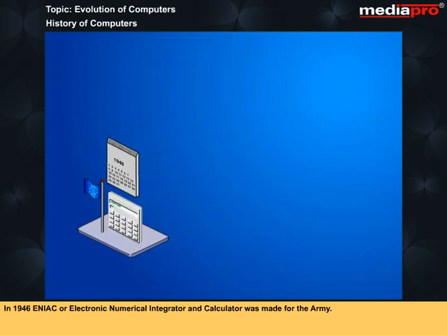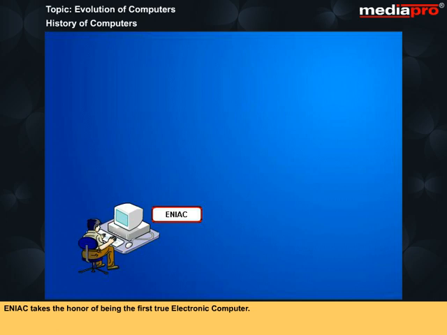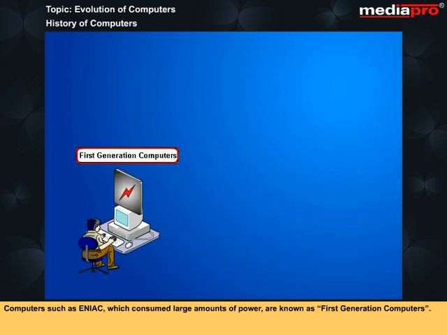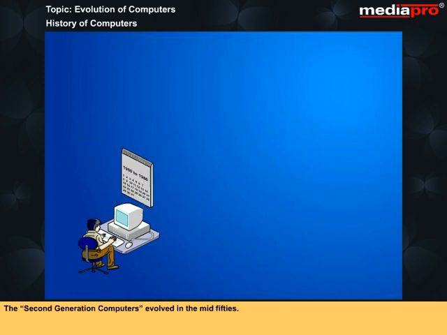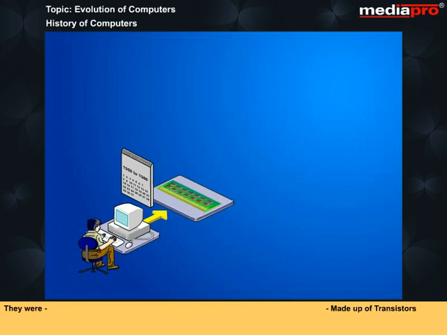In 1946, ENIAC, or Electronic Numerical Integrator and Calculator, was made for the Army. ENIAC takes the honor of being the first true electronic computer. Computers such as ENIAC, which consumed large amounts of power, are known as first-generation computers. The second-generation computers evolved in the mid-50s. They were made up of transistors, smaller, faster, cheaper, and more reliable.